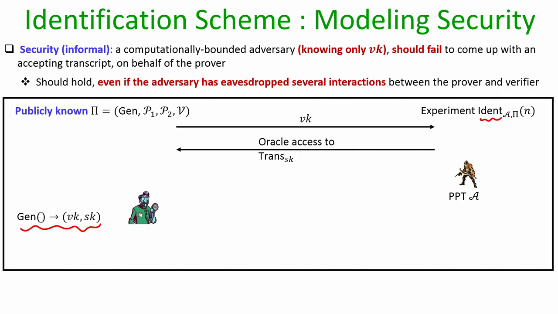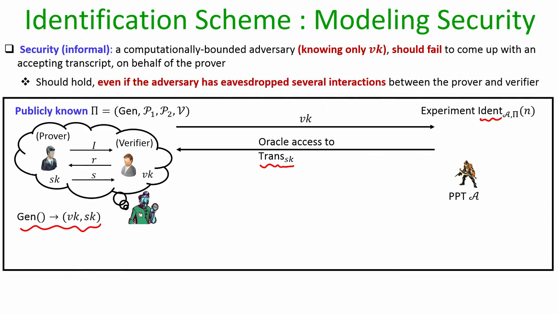Now, what the adversary can demand is Oracle access to the transcript service. And this models the fact that in the real world, there might be an adversary who might have seen a polynomial number of instances of the identification scheme getting executed between an honest prover and an honest verifier. So, that adversary might have seen a polynomial number of transcripts under the unknown key sk, which is available only with the prover. To model that, we give the adversary Oracle access to the transcript service.